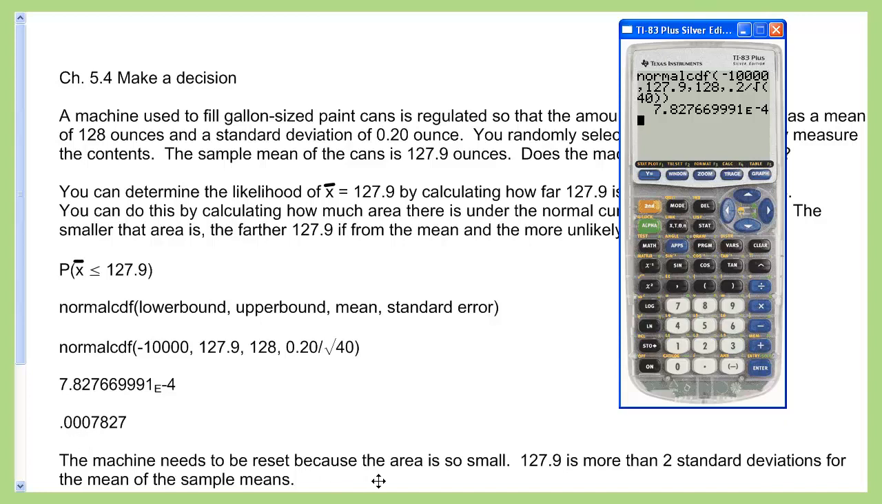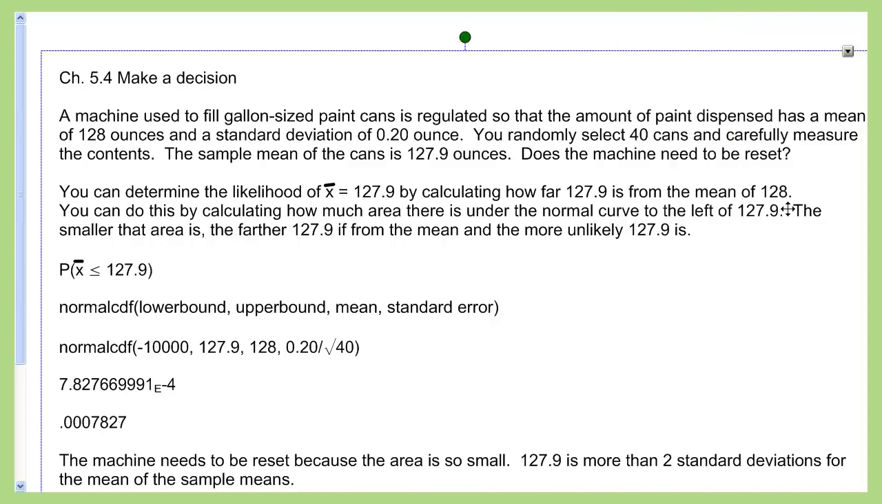And so the machine needs to be reset because the area is so small. Remember I said the smaller the area is, the further this is from the mean. So it's unlikely then. You wanted to see if it was close enough to the mean. It looked like it was close to the mean if you just look at the numbers, but actually it's not. It's more than 2 standard deviations from the mean of the sample means.